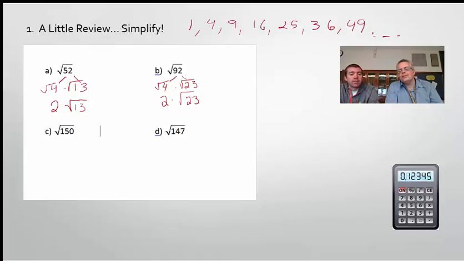Done. Now, sometimes you might realize you can go further. Like we could break up 23 again into a perfect square, but this time we can't. But sometimes you might be doing this and realize that you could keep going.